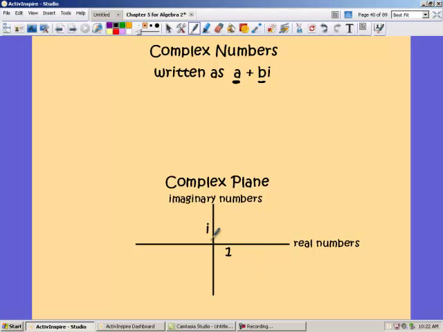And I think I said the x-axis right here would be the i, or imaginary axis, and I meant to say this is the y. This is the x, like normal.